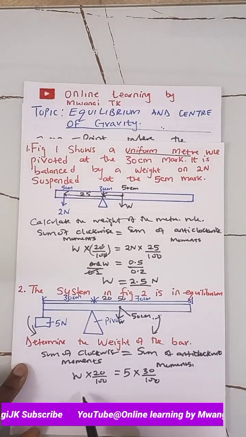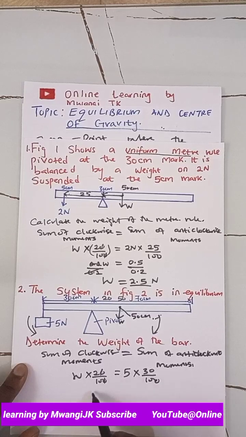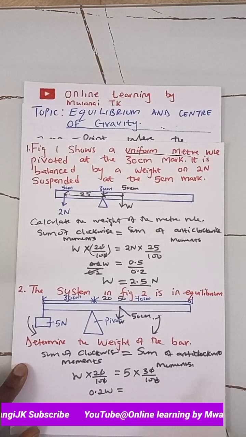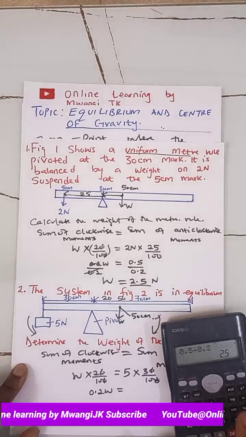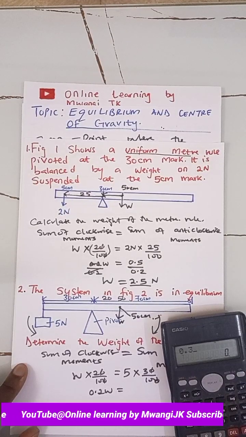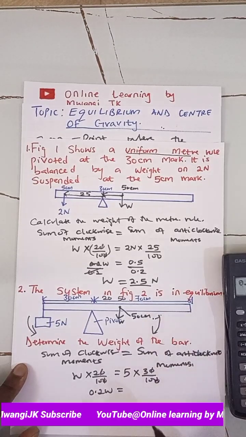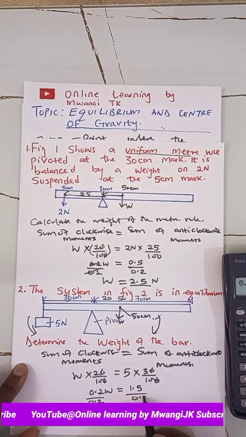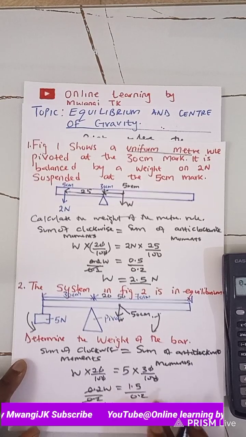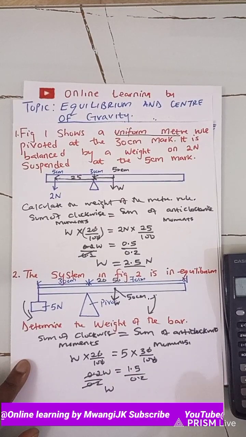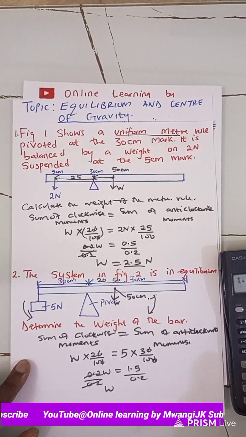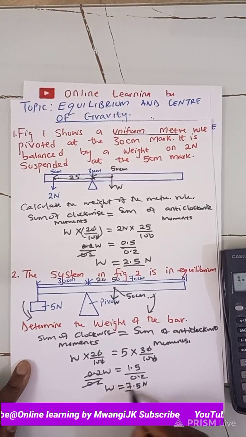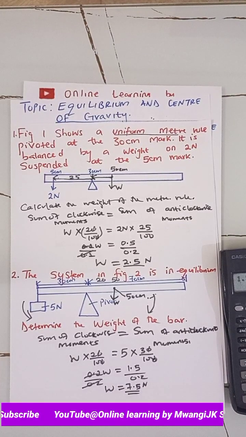And then we solve for W. We find that 0.2 W is equal to 0.3 times 5, which is 1.5. Dividing by 0.2 on both sides, we get that W is equal to 1.5 divided by 0.2, so W is equal to 7.5 Newton, and that is now the weight of the load.